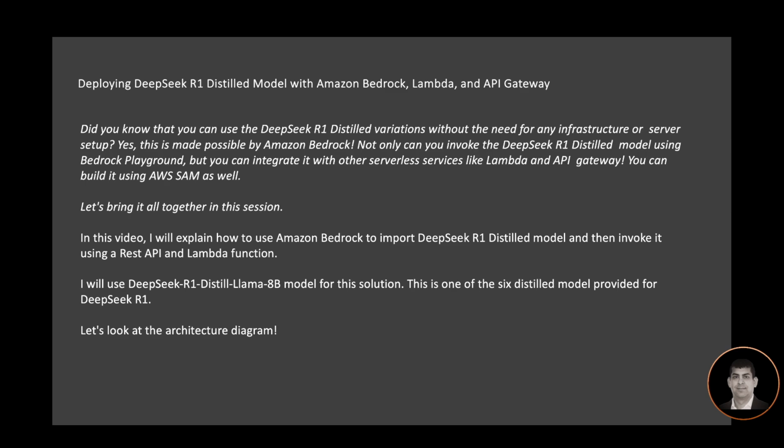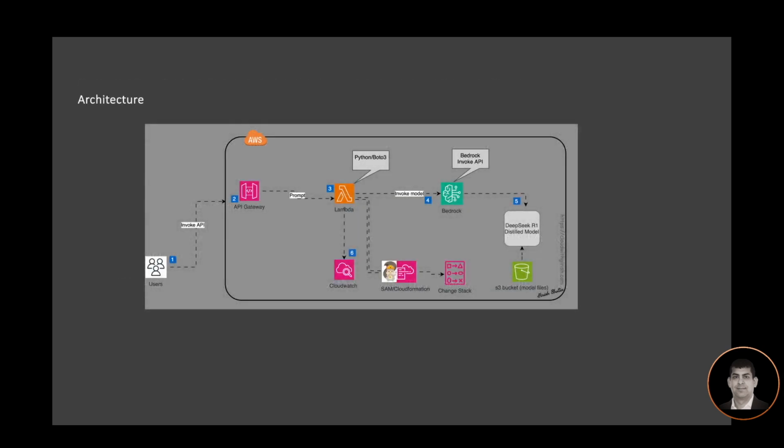Let's look at the architecture diagram. In this architecture, user is invoking an API that is hosted using AWS API Gateway. API is invoking a Lambda function, and Lambda function is in turn invoking the Bedrock API, which is using the DeepSeek R1 Distilled model hosted in S3 bucket. We are using CloudWatch for the logging, and the function itself is written using Python and Boto3 SDK.